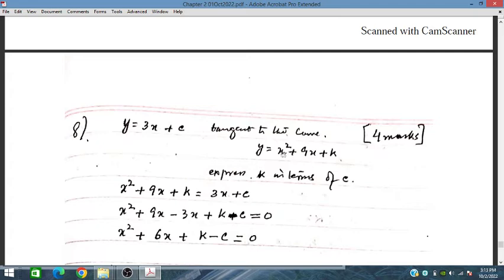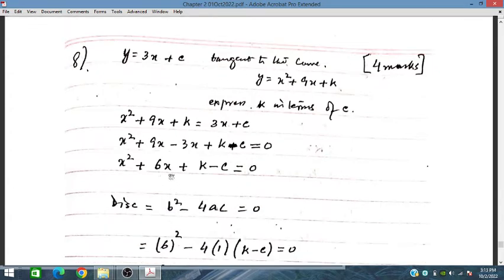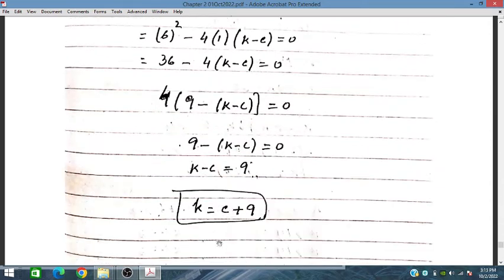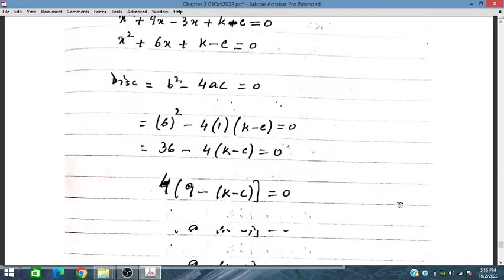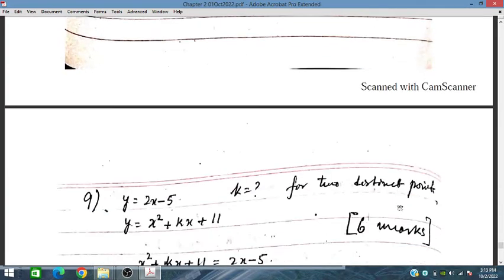So these are the two equations. From this we get a single quadratic equation, and for the tangent condition we apply discriminant equal to 0, and there we have this, and this k is in terms of c. This was the requirement. So that was question number 8, and now we will proceed to question number 9.